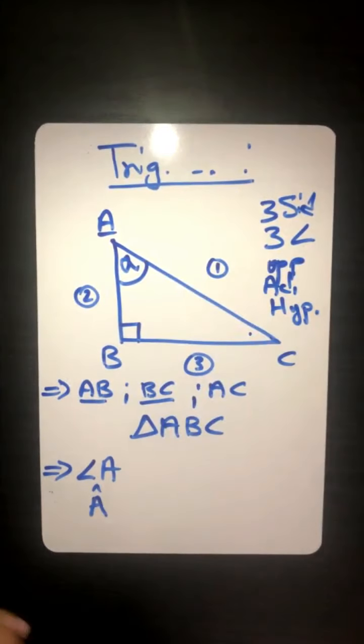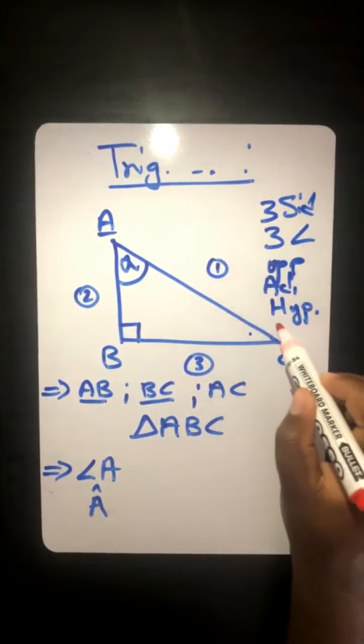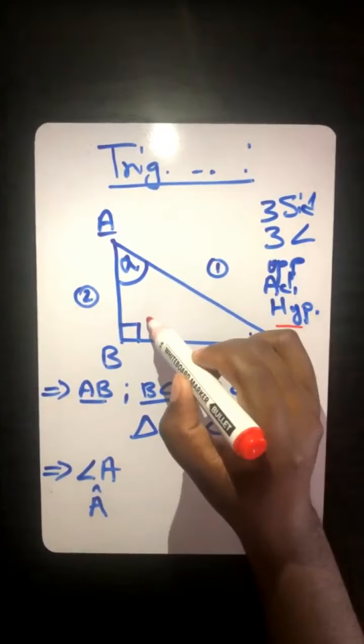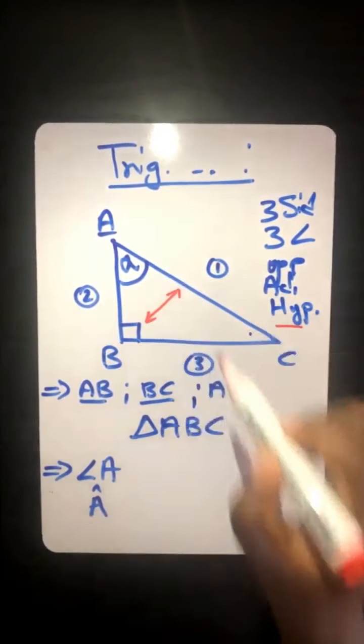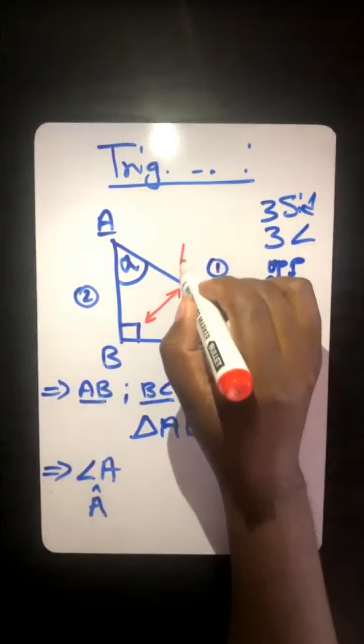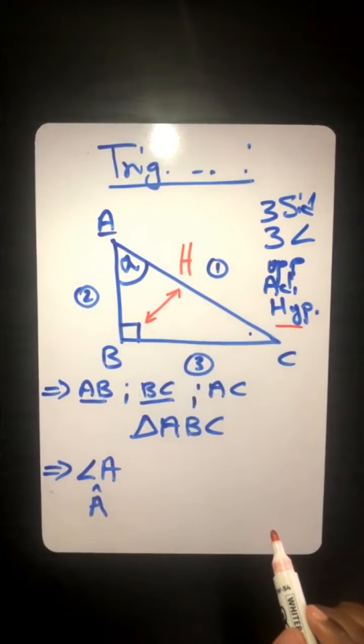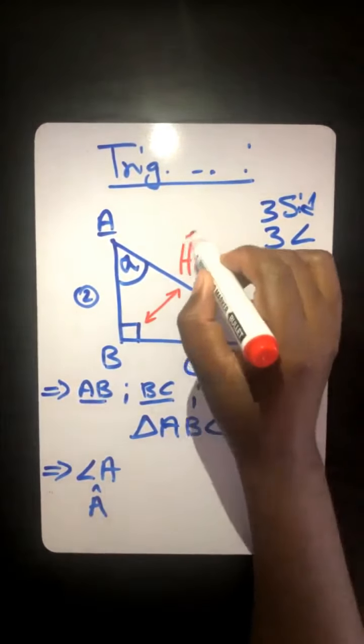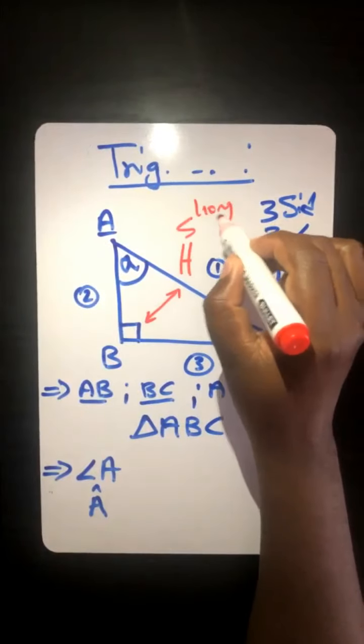So I said, how do you notice a hypotenuse? Hypotenuse is always opposite to the 90-degree angle. So that means that side is hypotenuse. And again, what do we know about hypotenuse? Hypotenuse is the longest side.